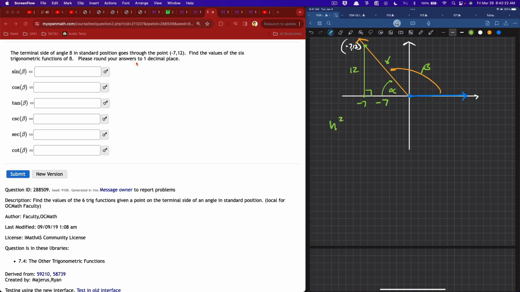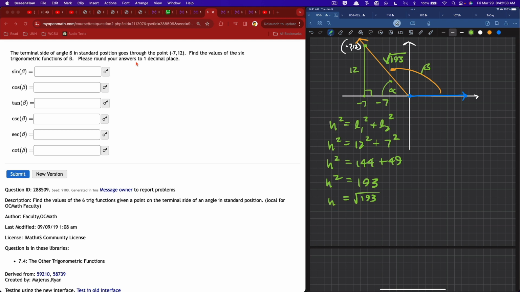So I have the hypotenuse squared is equal to some leg squared plus some other leg squared. The first leg is 12 squared. The second leg is 7 squared because it's a length, not a distance. It's a distance, not a coordinate. So that's why I'm using the positive 7. So this is 144 and this is 49, which gives us 193. And so I get the hypotenuse to be the square root of 193, whatever that is. So the square root of 193. Did I do that right?